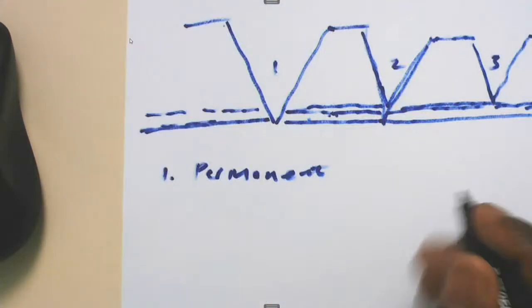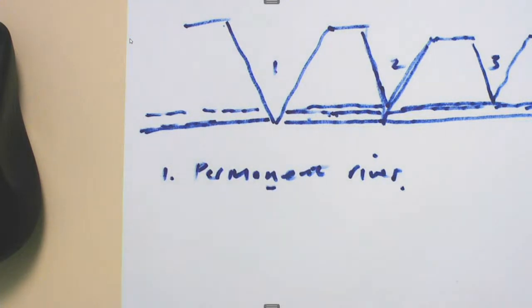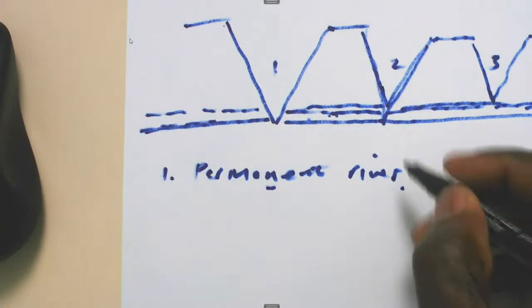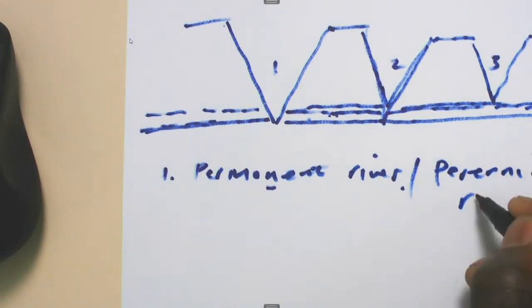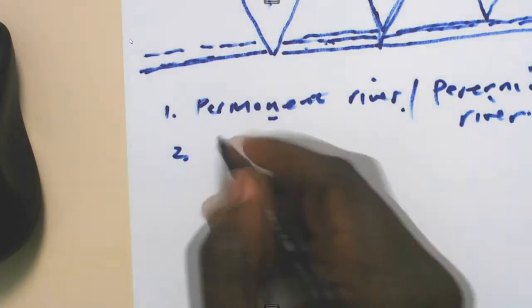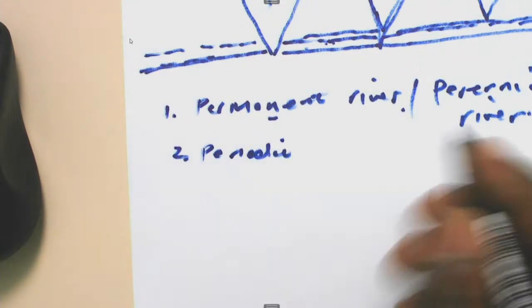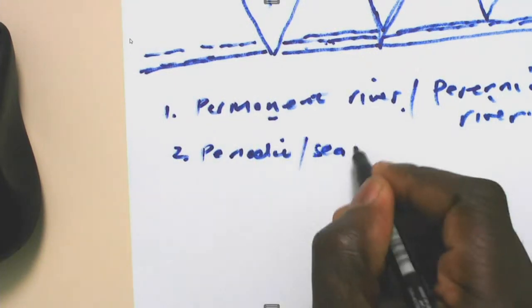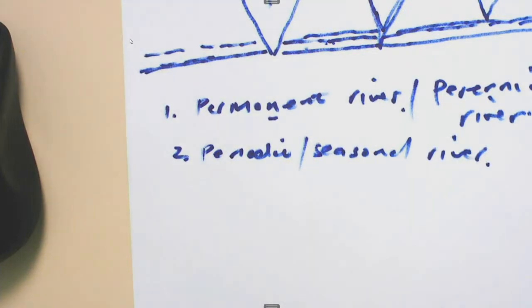It's a permanent river. That means that this particular river flows throughout the year. Or they call it perennial river. And then the second one, it's a periodic river, or what they call a seasonal river. This river flows only during rainy season.